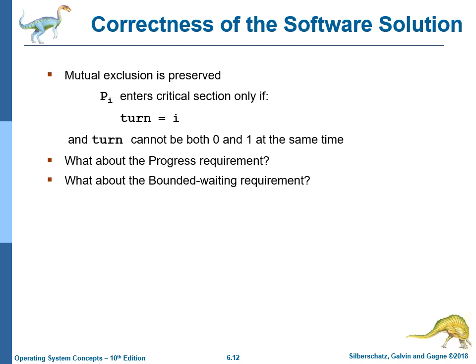Okay, so macam mana buat the progress requirement? Progress requirement tadi, kalau tak ada proses yang exist dekat dalam critical section, so dia boleh masuk kan. Dan macam mana pula dengan bounded waiting requirement tadi? Dia tak solve lagi. So maknanya interrupt-based solution yang kita bagi tadi, dia hanya boleh solve the mutual exclusion saja, tapi dia tak solve the progress requirement dan juga bounded waiting punya syarat.